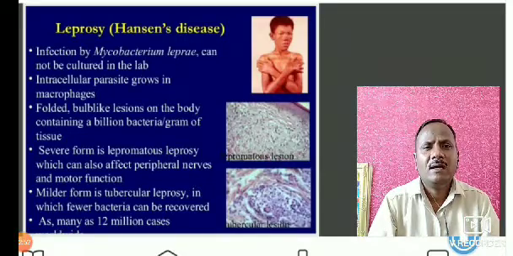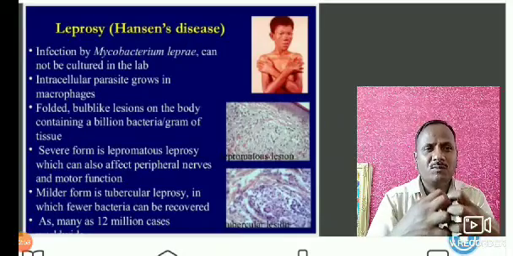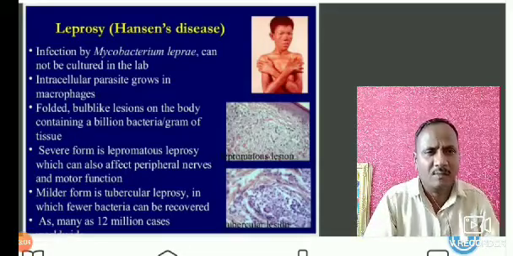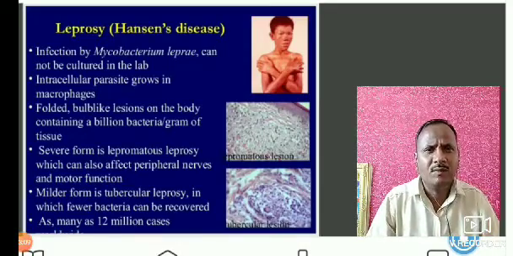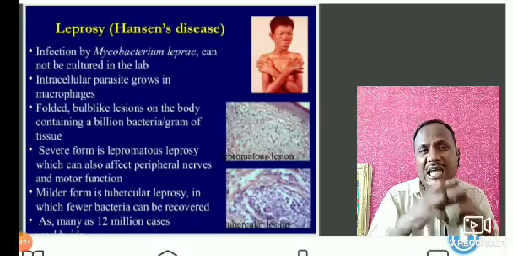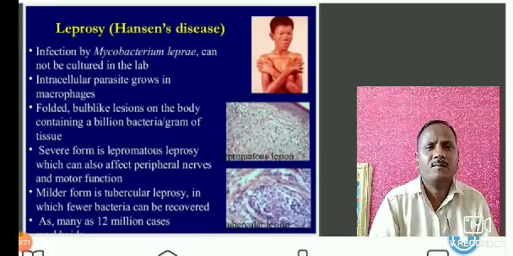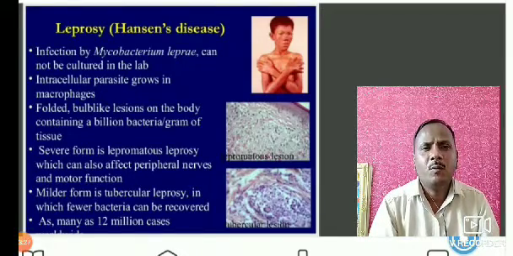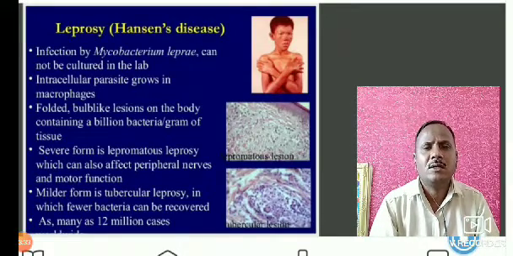Billions of bacteria per gram of tissue. It means the situation of such people is due to the maximum multiplication of these bacteria inside the body. When a huge number of bacteria increase in the body, billions of bacteria per gram of tissue, it creates side effects, and there are folded, bulb-like structures on the body. Apart from that, the severe form of leprosy can also affect peripheral nerves and motor functions.